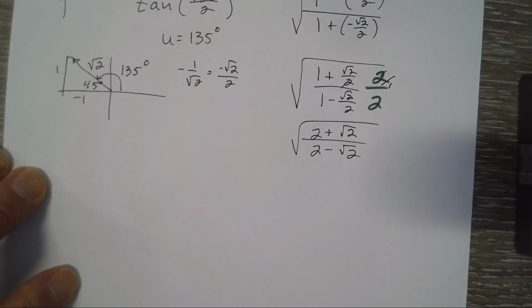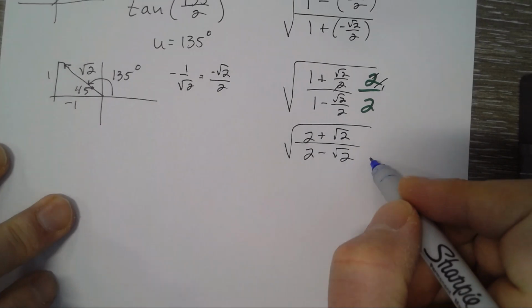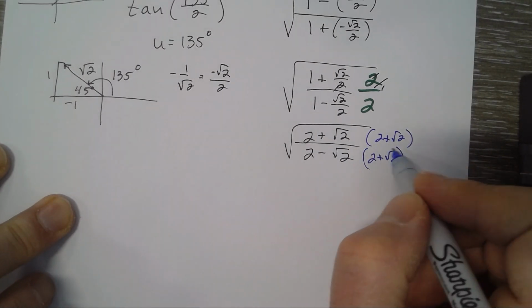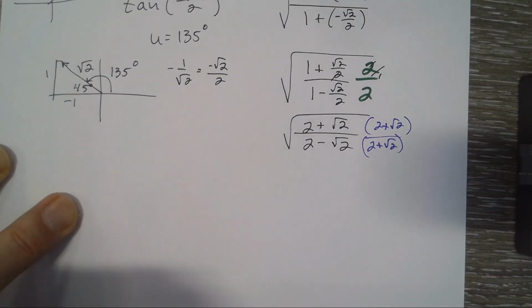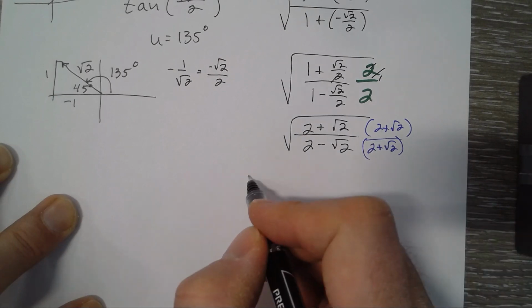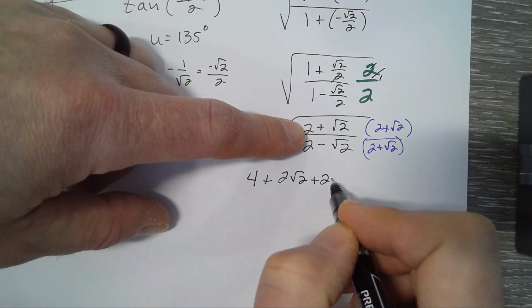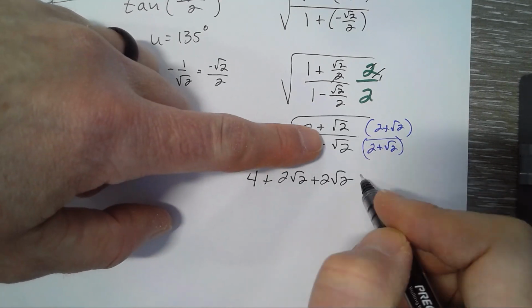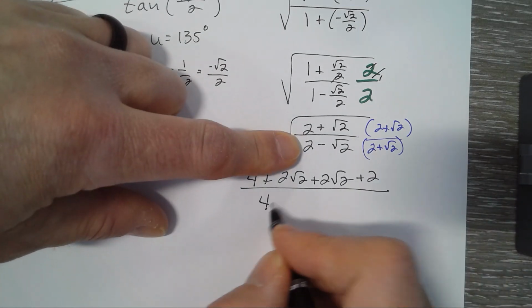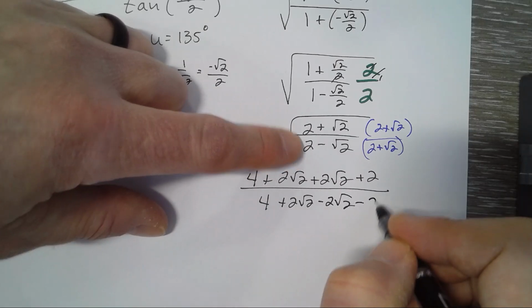It's probably not the most simplified, so I'm going to multiply the top and bottom by the conjugate, 2 plus the square root of 2. See if we can get a little simpler. On top, FOILs to be 2 times 2, which is 4, plus 2 square root of 2, plus 2 square root of 2, plus 2, all over 2 times 2 is 4, plus 2 square root of 2, minus 2 square root of 2, minus 2. And we're taking the square root of all that.